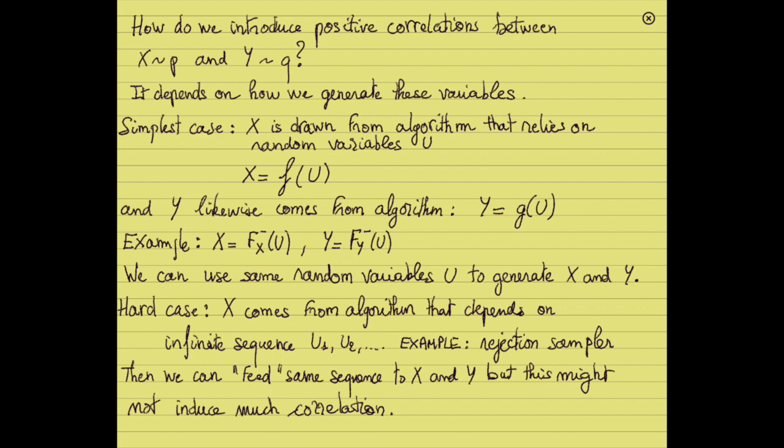So for the rest of this video, we'll focus on methods that are similar to inverse transform, where we can define the variables x and y as a deterministic function of some random input. And we will call common random numbers the strategy of providing the same exact input to the two algorithms.